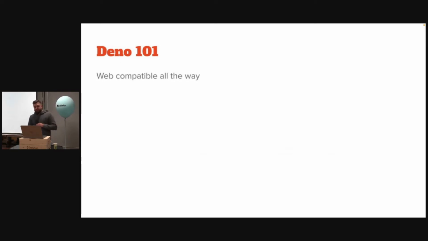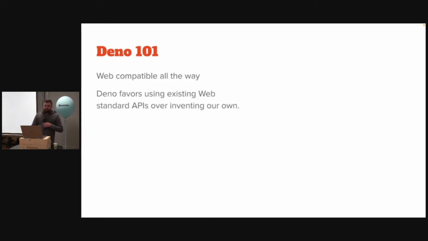Another highlight of Deno is that it's web compatible all the way. How many of you are front-end engineers? So you know browser APIs, right? Wouldn't it be nice if you could just use the same APIs on the server, if you get bored with front-end and want to move to the back-end? It'd be nice if you could just transfer all of this knowledge that you already have without having to learn new APIs. And this is what Deno enables you to do.